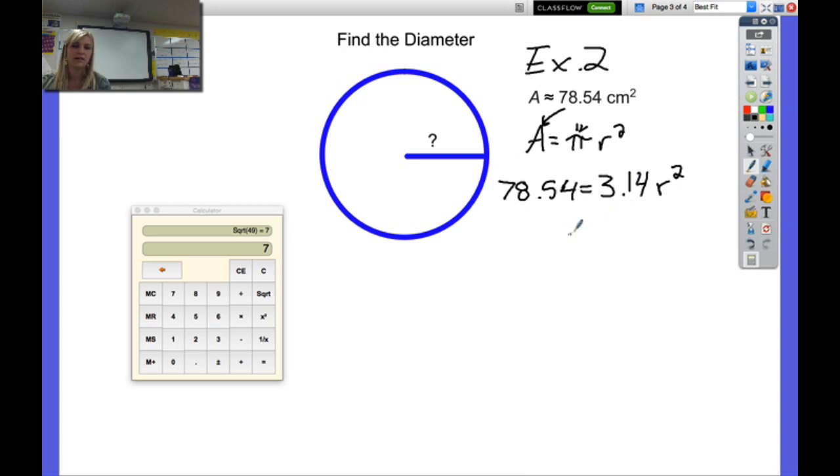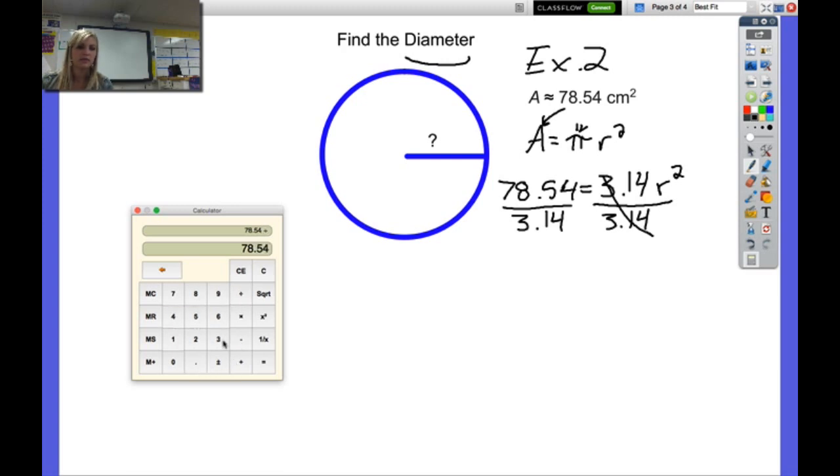Now, there'll be kind of a pattern that's happening every single time when we're solving for a radius. In the end, though, this question is going to ask me for diameter. I'm not going to worry about that till the very end because I have to find the radius first. So this 3.14 is tied to the r squared by multiplication. So the inverse operation to multiplication is division. So I'm going to divide by 3.14 on both sides. And then this will cancel out, or be 1, so it goes away.